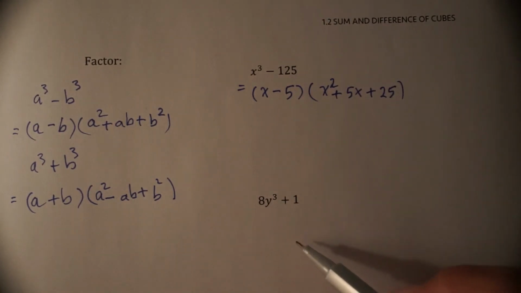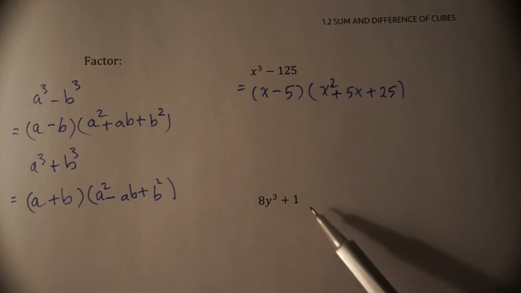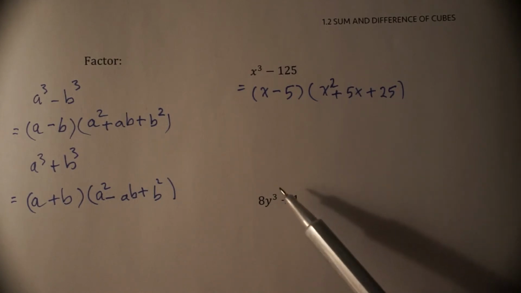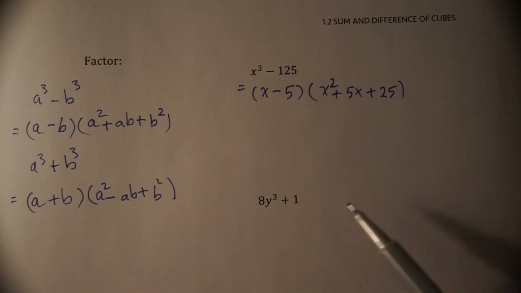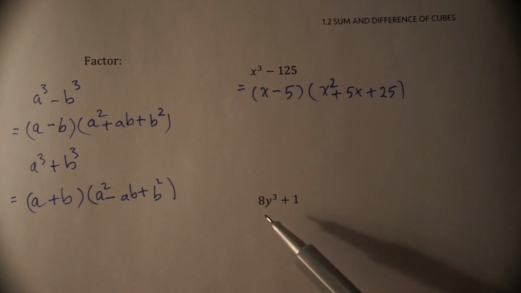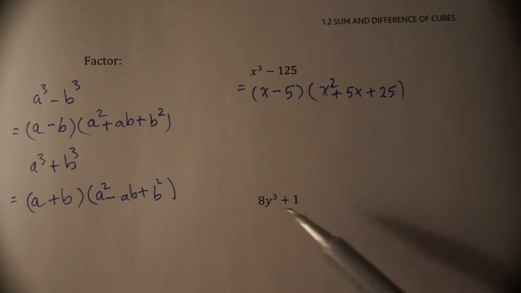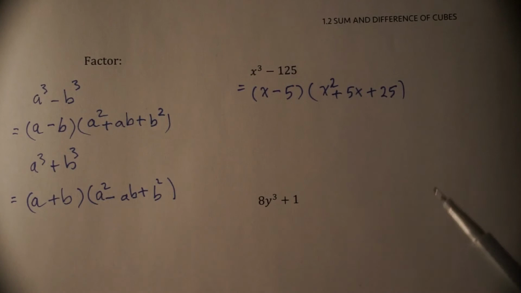Okay, now let's try this one. Again, two terms. It's not a difference of perfect squares. It looks like it could be a cube. 1, it's a perfect square. It's also a perfect cube because 1 times 1 times 1. Okay, so that's fine. And then 8, 2 cubed is 8, so cube root of 8 is 2. And y cubed, okay, so we have a sum of perfect cubes, so we can use this formula over here.